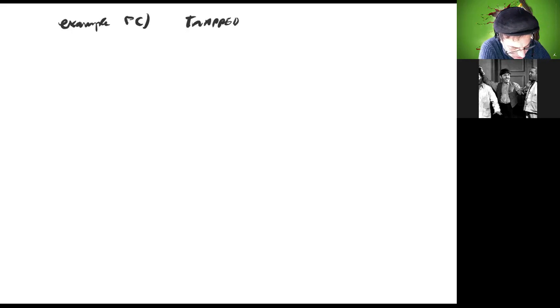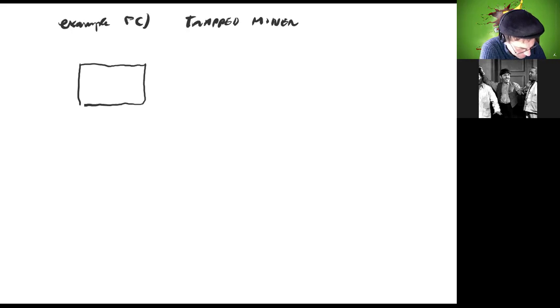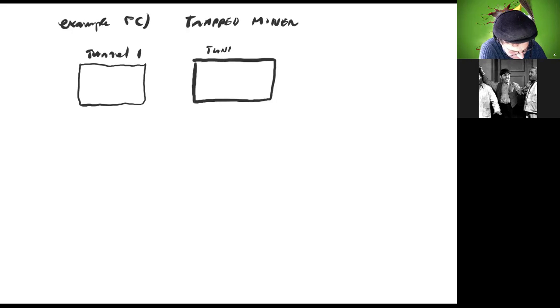So as an illustration of these ideas in the discrete case, let's consider example 5C in this section, which is about a trapped miner. There's a miner that's trapped underground, and the miner has three choices. There are three tunnels: tunnel 1, tunnel 2, and tunnel 3.